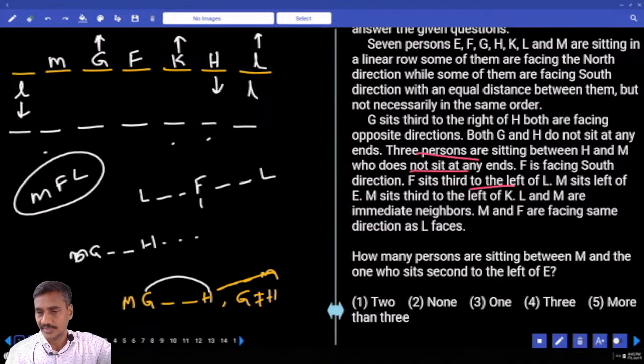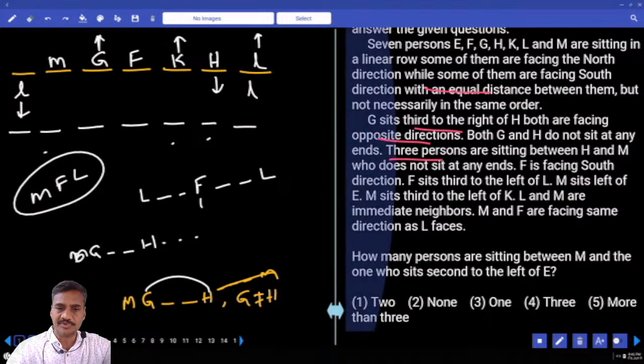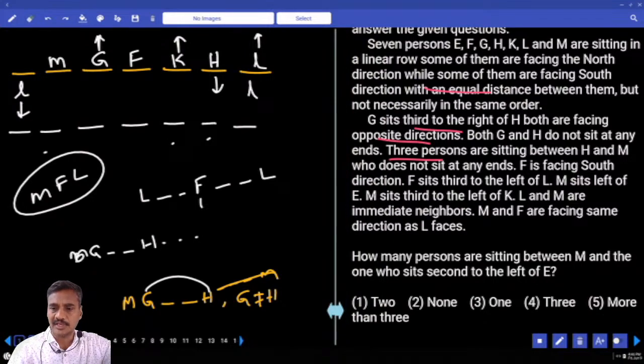Then in this, what is the direction we need to have? And with an equal distance between them, G sits south to the right of H, and both are facing opposite. G and H do not sit at the extreme. 3 persons between H and M, who does not sit at the extreme ends, and F is facing south. F sits south to the left of L. F is south to the left of L.